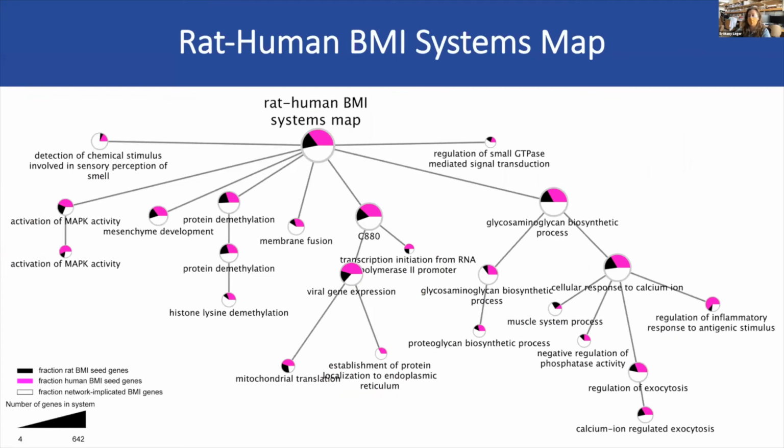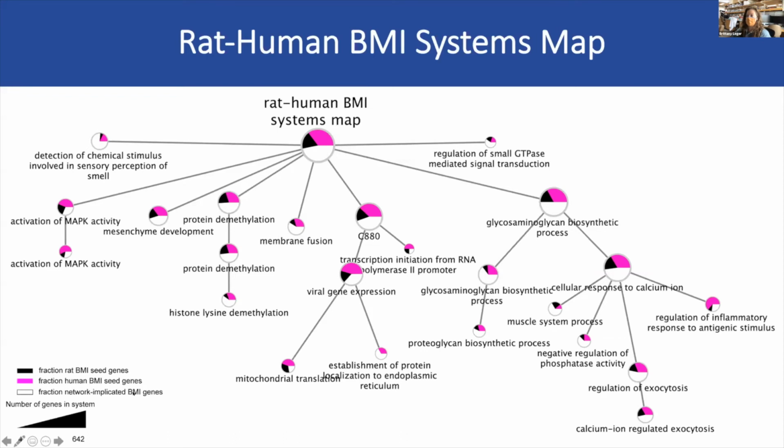After we took our network, we can now do our functional enrichment that I mentioned before, and we can get a BMI systems map. We can find all of these different systems that have associated genes in our network. In each circle is a system, and the size of the system determines the size of the circle. As you can see, as we get further down in the system hierarchy, they get smaller. Then in black is the fraction of rat BMI genes, in pink is the human BMI genes, and then in white is our network-implicated genes.